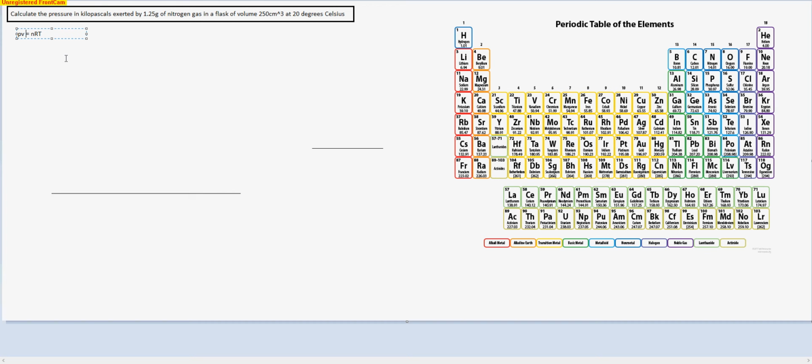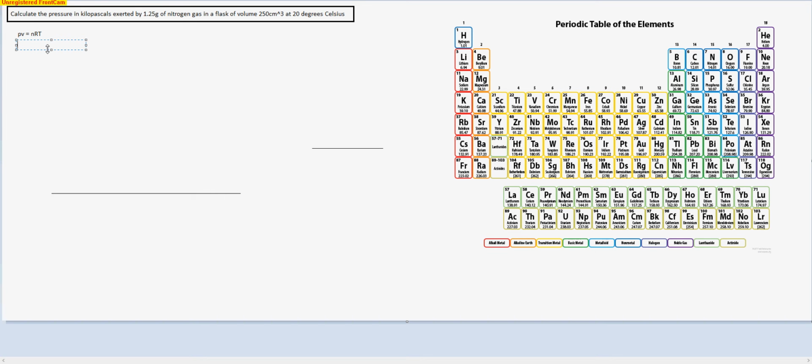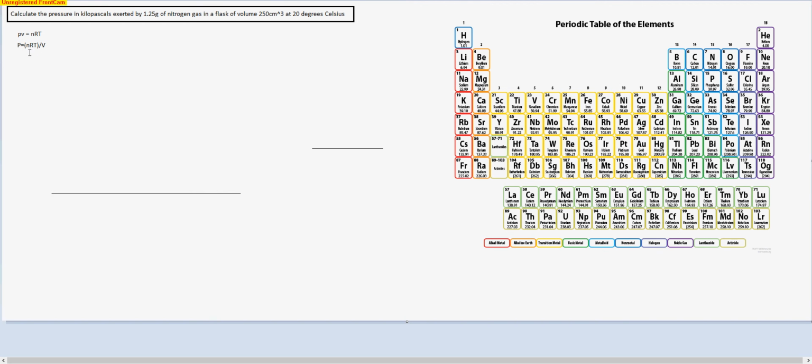And the tricky thing about this is you need to make sure it's all in the right units, and you've got to be able to get to those units in order to get the right answer. So let's do that now, and let's get this question answered. The first thing we're going to do is rearrange the equation and make P, pressure, be all by itself. So P equals nRT over volume.